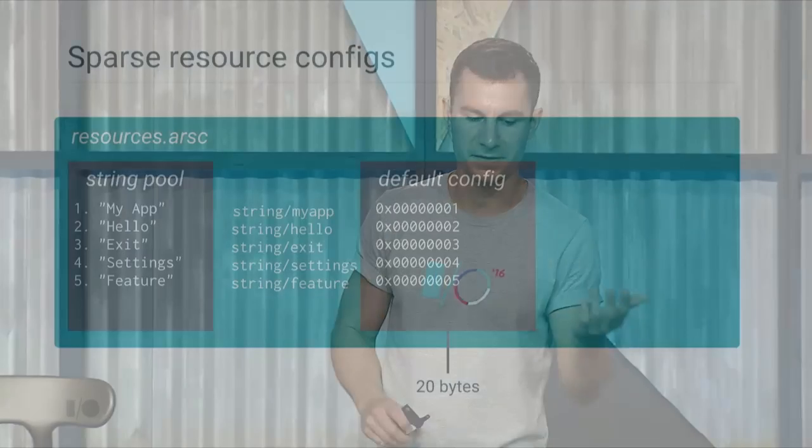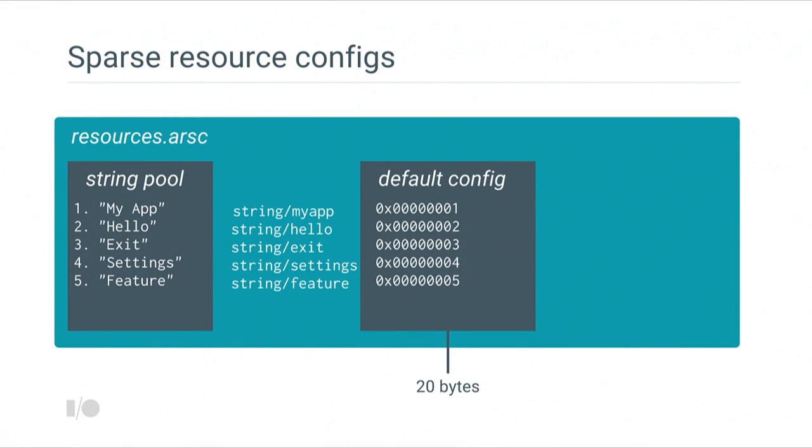Let me tell you, this is a big oversimplification, but hopefully it'll get the point across. So imagine you have an app that has 5 strings. The strings are somewhere in a string pool. They take up some memory. And then you have your default config, and you have your strings, my app, hello, exit, and so on, just labels for things in your app.